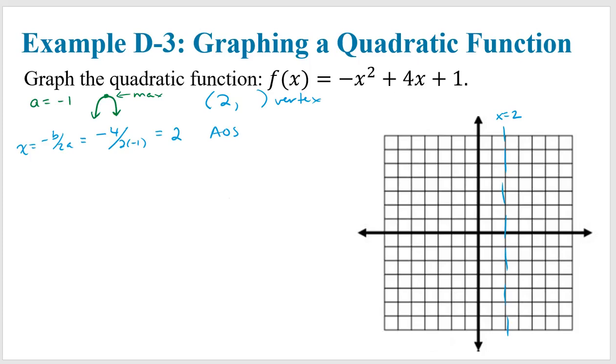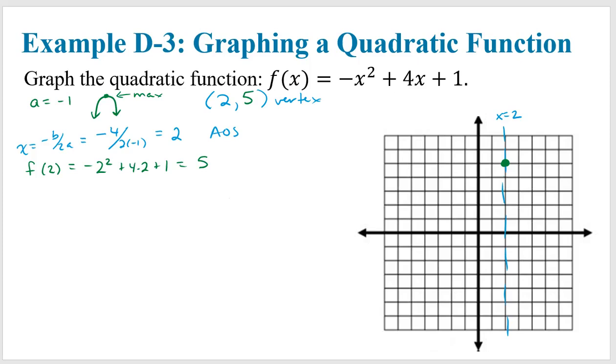All right, then to find the y part of the vertex, you're just going to plug that in. So if we take the function and we plug in 2, that's going to be negative 2 squared plus 4 times 2 plus 1. And if I plug that all in my calculator, I get a value of 5. So the vertex is (2, 5). So 2, 1, 2, 3, 4, 5. Okay, so there is my vertex right there.